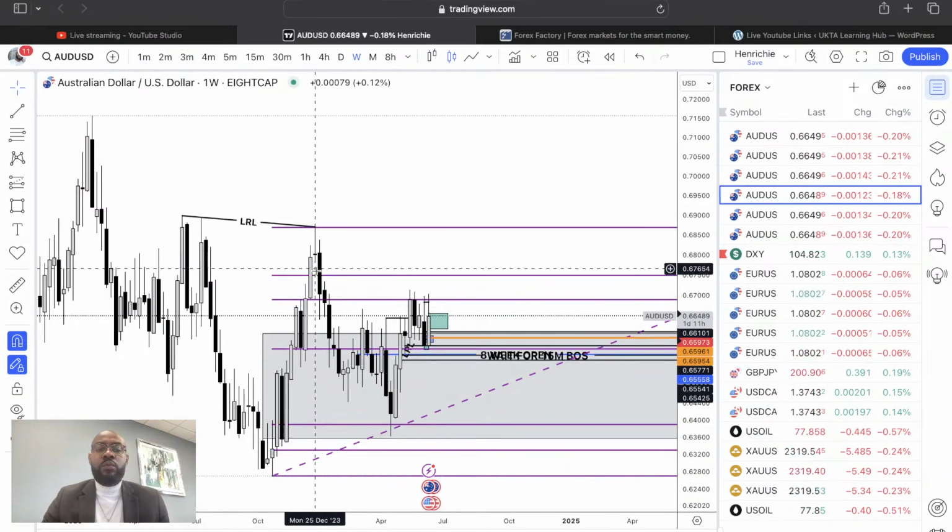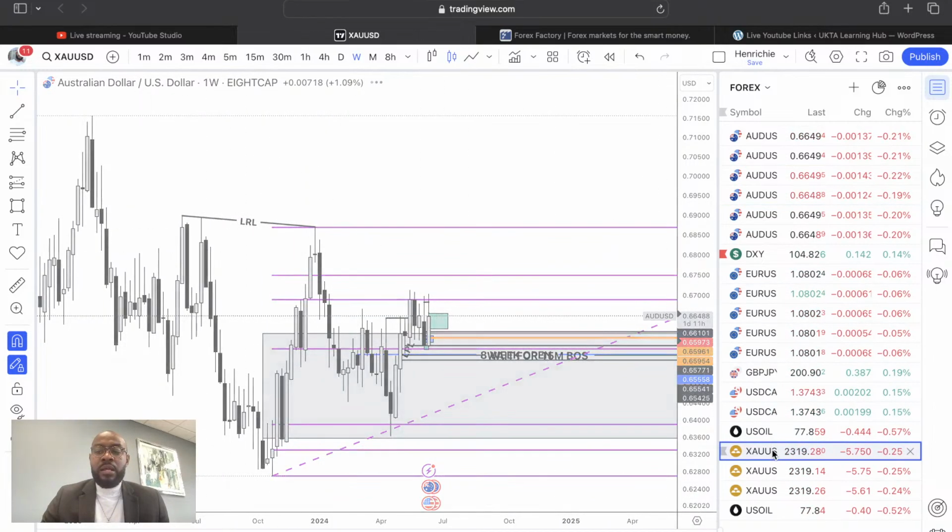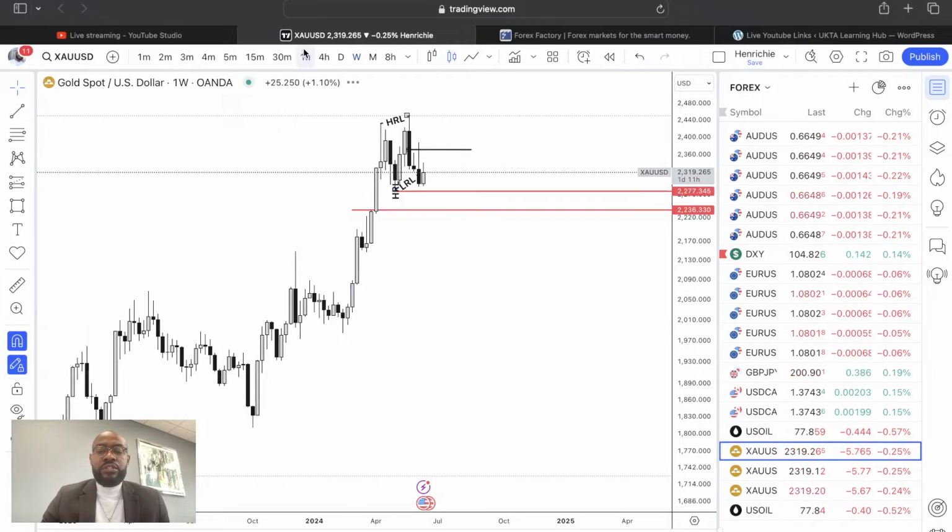Draw on liquidity: weekly inefficiency, weekly low resistance liquidities. That will be my overall draw on liquidity. So let's take a look at what gold is doing as well.